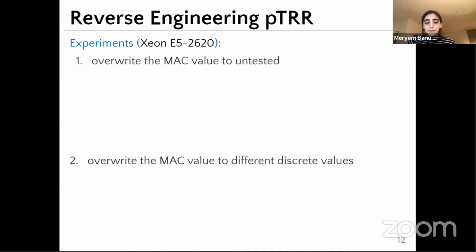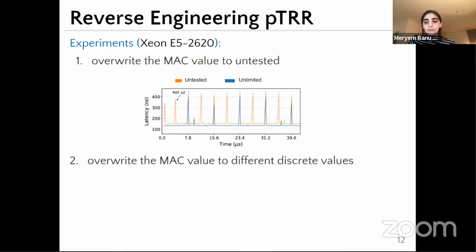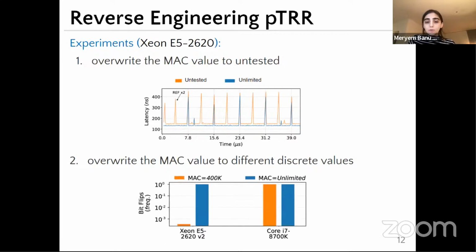Experiments are conducted with this Intel Xeon device, which is officially reported to support PTRR. In the first experiment, the MacValue is overwritten to untested just to simulate a non-TRR compliant DRAM module. And indeed, the refresh rate is doubled, as we can see from the orange and blue lines in the figure. In the second experiment, the MacValue is written to a discrete value and to unlimited.